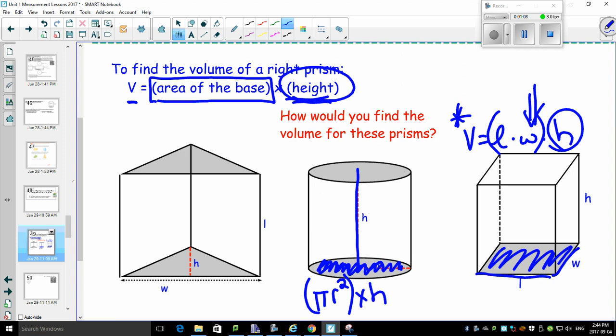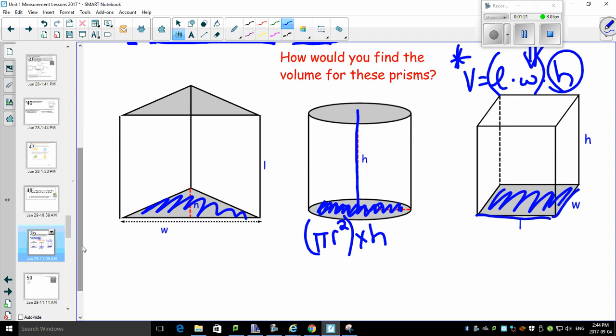Take a look at this one, for example. Look at this. This is a triangular prism. Oh my goodness. We can find out the area of this base. Well, we know the area of this base is a triangle. So, okay, that's going to be 1/2 the base times the height. The base in this case is W times the little height, which is this height right here. Okay, there's the area of the base times whatever the height is. And in this case, the height is L.